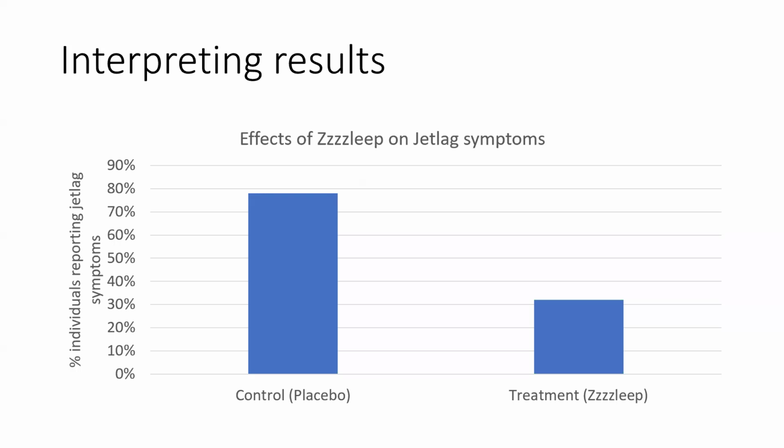We have two groups of people. The control group is going to receive the placebo, and then we're going to have a treatment group that's receiving the actual drug. We're not going to tell them what they're receiving, right? We just give it to them, and then we look at whether or not they have jet lag symptoms. So in the control group, almost 80% of the people have jet lag. And then with the drug, about 30% of them have jet lag.